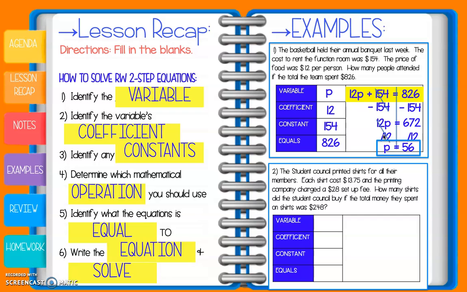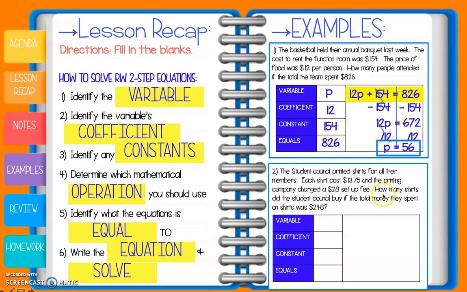Okay, let's take a look at another example. Let's look at number 2. Number 2 says the student council printed shirts for their members. Each shirt cost $13.75, and the printing company charged a $28 setup fee. How many shirts did the student council buy if the total money they spent on shirts was $248? Okay, so the first thing we want to do is identify the variable.